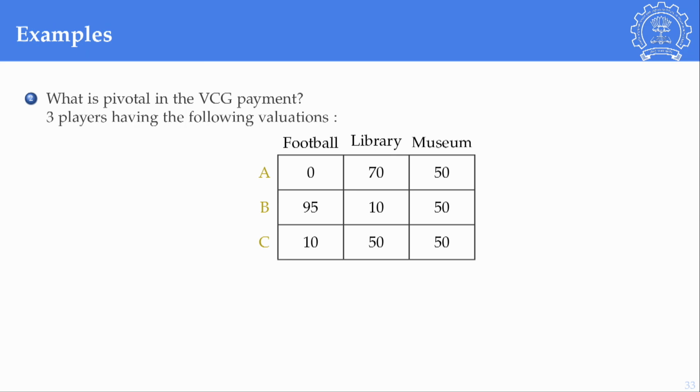Let us take the public goods example. Suppose there are one football ground, one library and one museum that can be made. Agent A does not value football at all, and has these values for the library or museum. These numbers are not normalized; you do not need to add them up to the same number for all the agents. B likes this one more and this way.